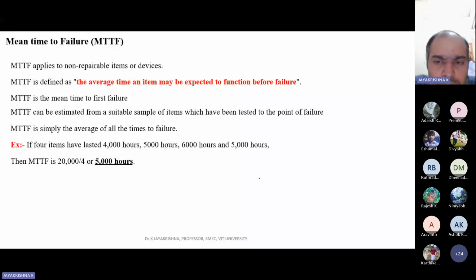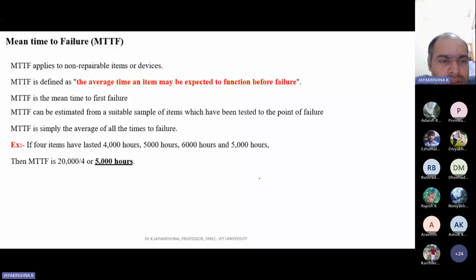Okay, so I'm buying a product, I'm using it. When t equal to 0, it is performing very well. Say for example, after some 1000 hours it has failed. So MTTF at 1000 is 0, right? Because it's no more useful for me. So MTTF is the mean time to first failure. MTTF can be estimated from a suitable sample of items which can be tested to the point of failure. So MTTF is the average of all times of failures.